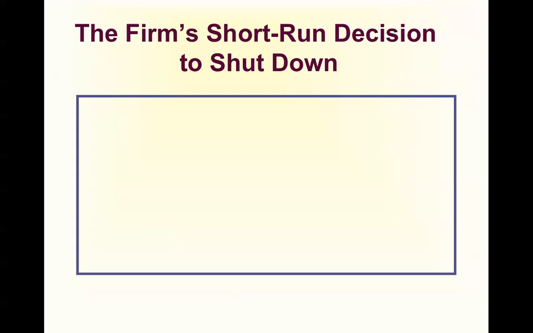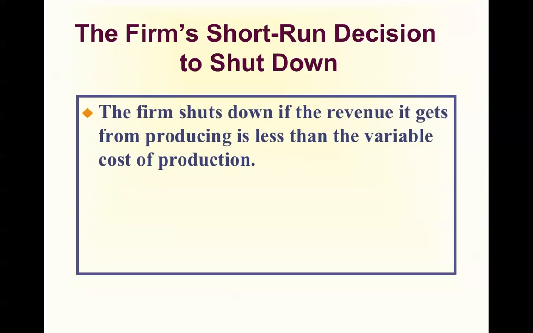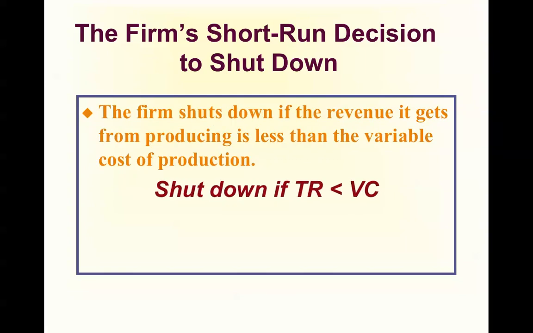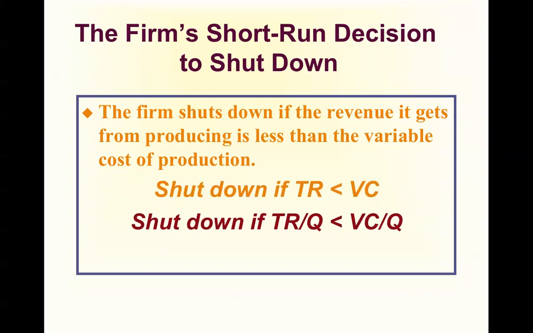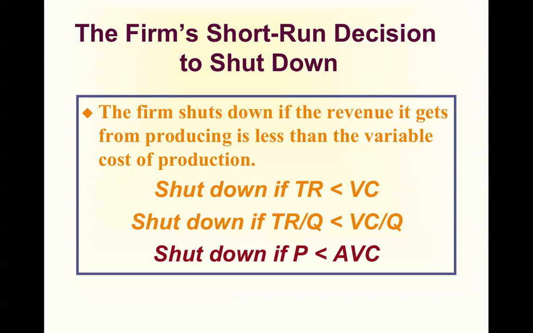Okay, to continue, some rules here. The firm shuts down if the revenue it gets from producing is less than the variable cost of production. Firm shuts down if total revenue is less than variable cost. Divide by Q, and the firm shuts down if price is less than average variable cost, because TR divided by Q is equal to the price, as P times Q equals TR. VC divided by Q is equal to AVC, as Q times AVC is equal to variable cost.